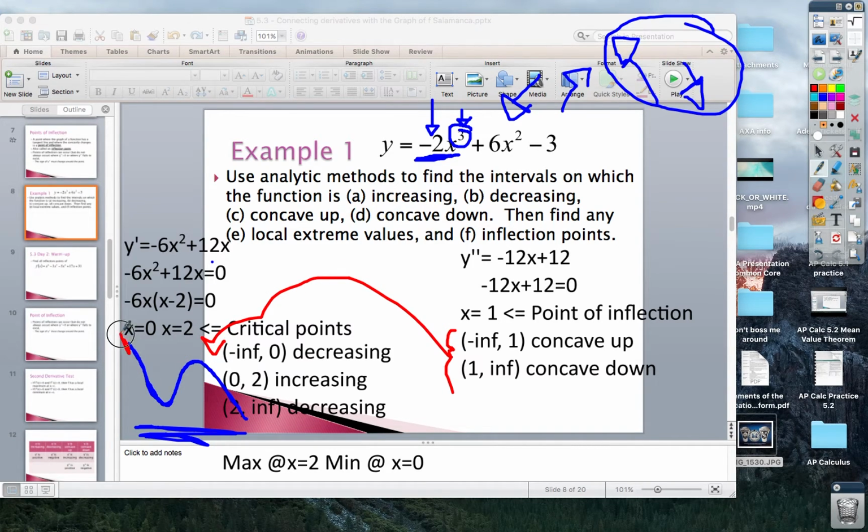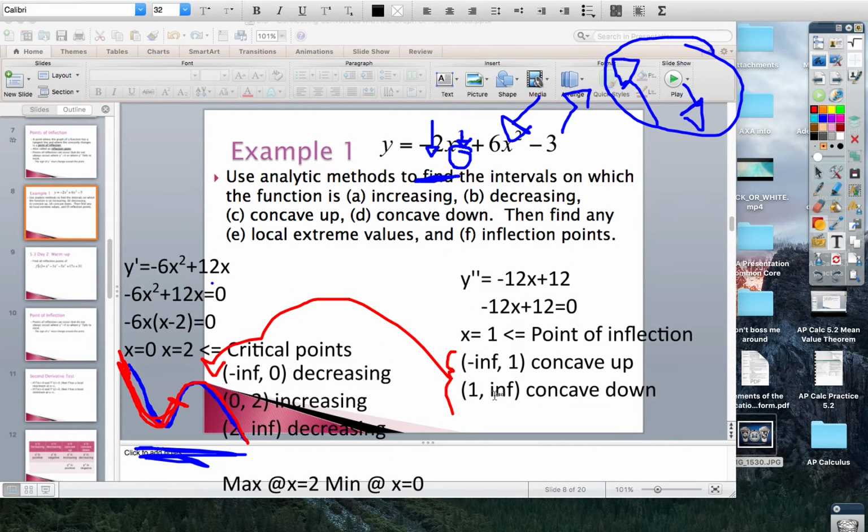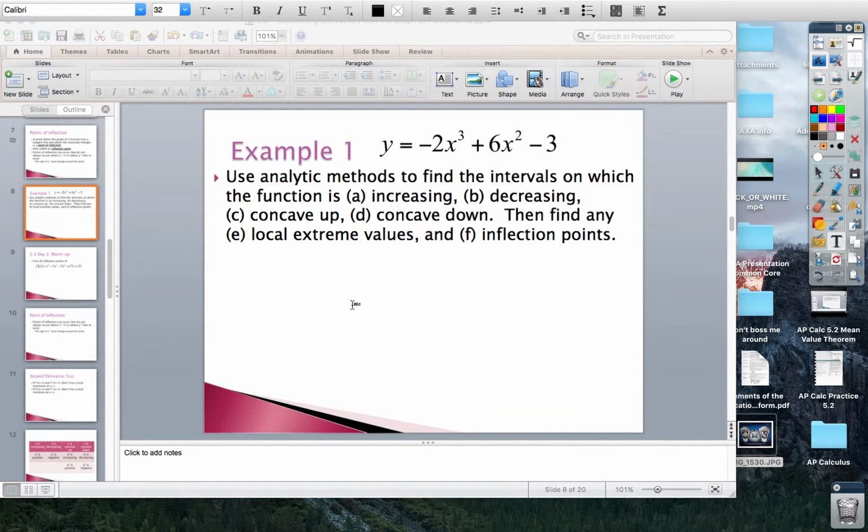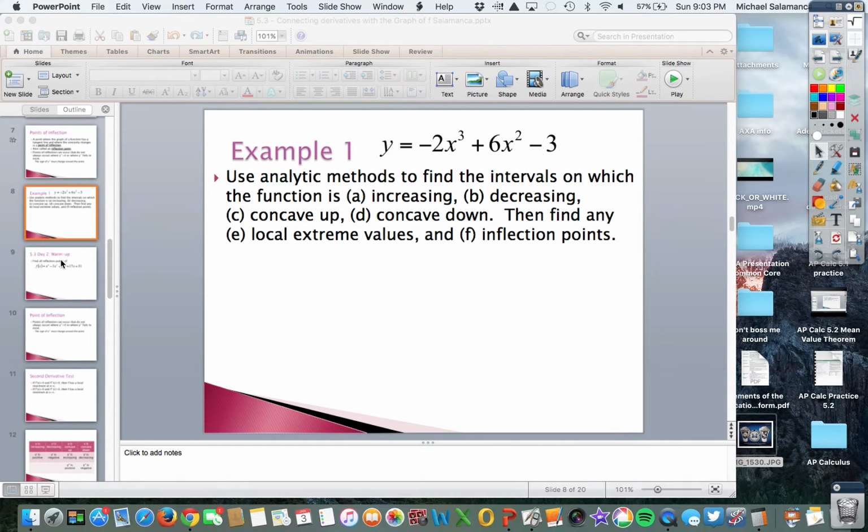you know that from negative infinity over here to 1, it's concave up, because if you take a look, this graph is facing upwards. And from 1 to infinity, it's concave down. So that's going to give us our concavity. The last thing we need to identify is that actually we've already done it, point of inflection is at 1. So that's that example. Let's go ahead and take a look at the next one.